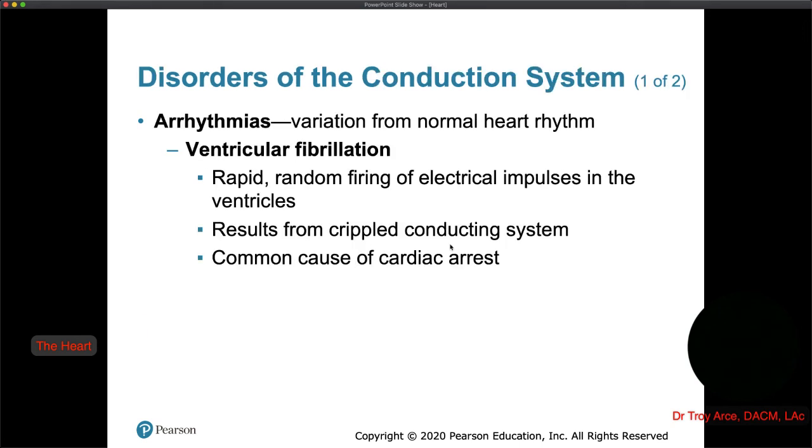Disorders of the conduction system. You have arrhythmias, which is why we have an EKG. It shows variation from normal heart rhythm, and they can look at a rhythm and see what's going on inside the heart at the electrical level. Ventricular fibrillation is rapid, random firing of electrical impulses in the ventricles. It results from a crippled conducting system and is a common cause of cardiac arrest.